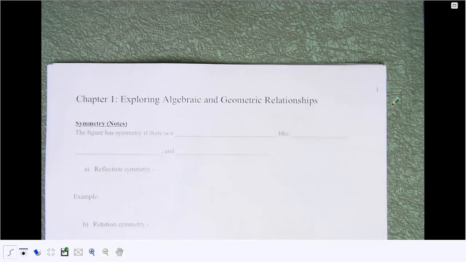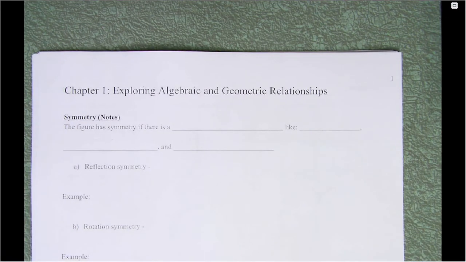Okay, guys, so we're going to go to the first lesson of our notes, and it's about symmetry. Your book does not have a specific lesson on it. It's just a little bit of notes because it should have been done last year, but I'm not sure how much you remember from it. So we are going to go over this.